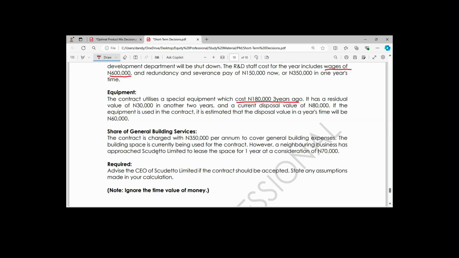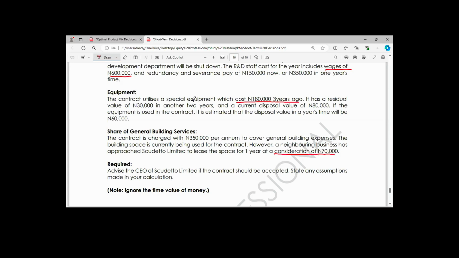The contract is charged with 350,000 naira per annum to cover general building expenses. The building space is currently being used for the contract. However, a neighboring business has approached Scudeto Limited to lease the space for 1 year at a consideration of 70,000 naira. Required. Advise the CEO of Scudeto Limited if the contract should be accepted. State any assumptions made in your calculation. Note, ignore the time value of money.